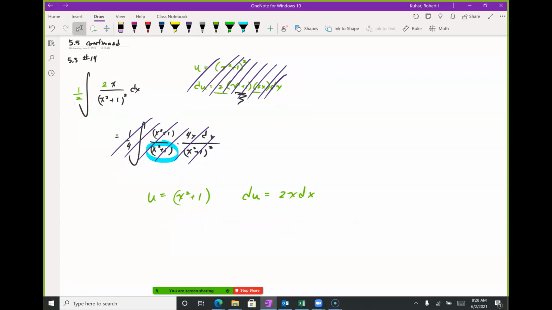So now I have 1/2 of the integral of 1 over u squared du. Is everybody okay with that substitution?